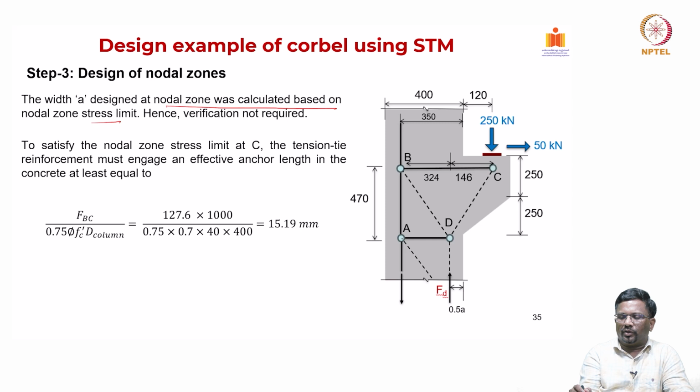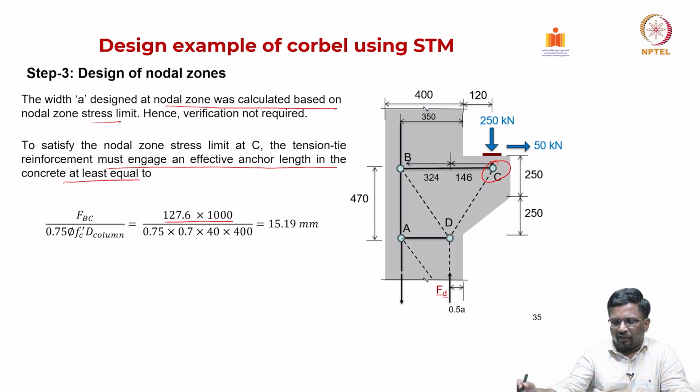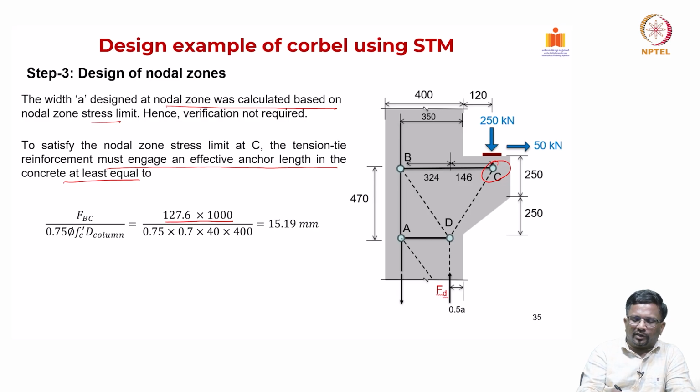Now, to satisfy the nodal zone stress limit at C, when you look at it at C, we have to again check. The tension tie that you are providing must engage an effective anchor length in the concrete at least equal to what we are trying to find out. FBC we calculated to be 127.6, right. FBC is again a tension tie member. At that nodal region, we are assuming again 0.75 times the strength reduction factor times f prime c, then the width of the column, which is 400. The dimension that is required is 15.19 millimeter, right.